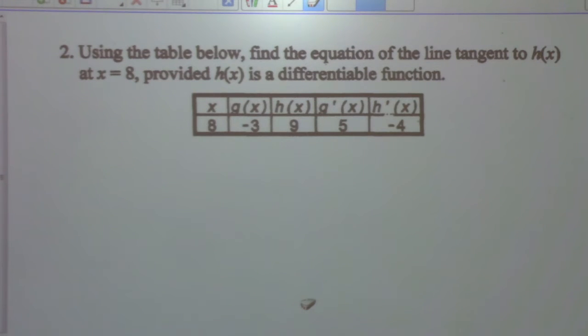Okay, using the table below, find the equation. We'll go ahead and work this one out, problem 2. And again, I find that it's a scavenger hunt. Find the point, find the slope, boom. You have it.